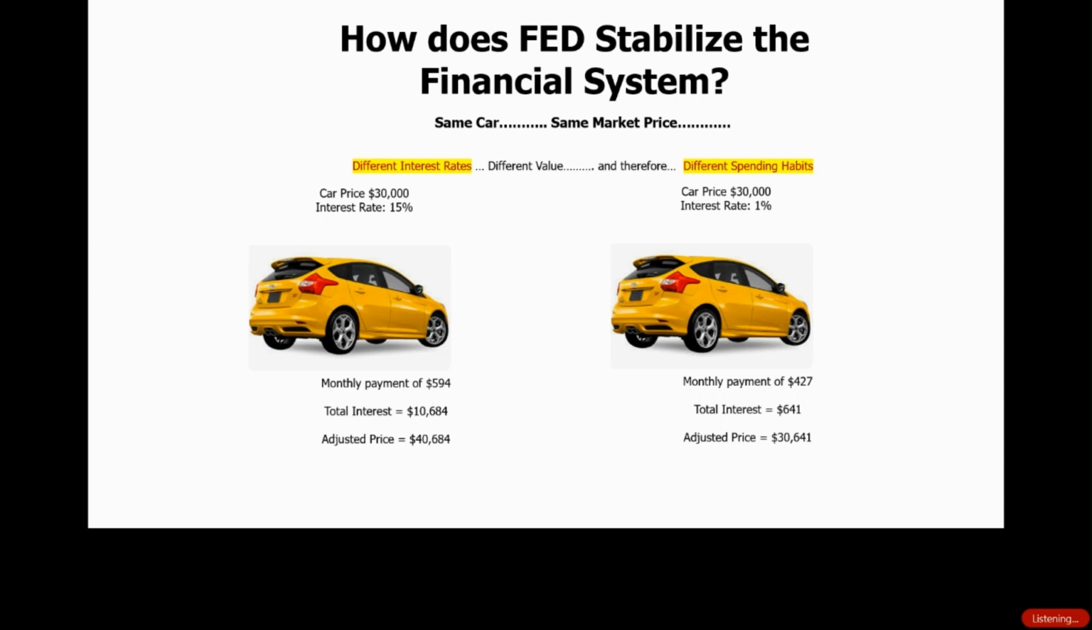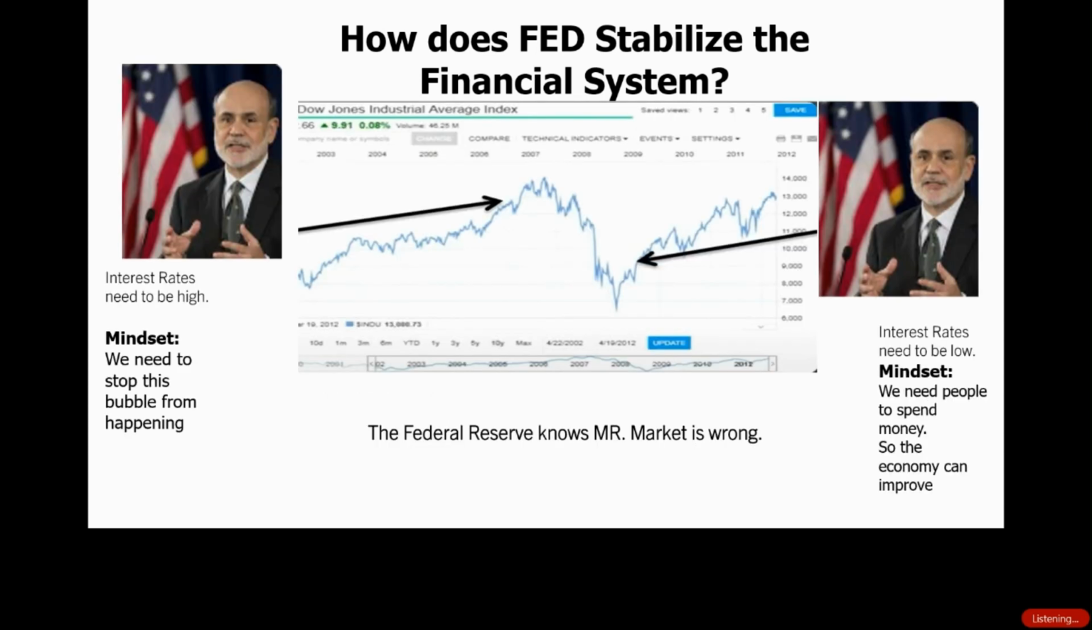And so the Federal Reserve understands this. They understand that if they can adjust the interest rates, they can adjust your spending habits. So if we look over here, this is Mr. Ben Bernanke, who was the chairman of the Federal Reserve in the 2007 time frame. And so he was the head guy ultimately making the decision on how the Federal Reserve is going to adjust the interest rates. And so when we look at our Dow Jones Industrial Average at this time frame, we can see how the market was climbing and getting very high.